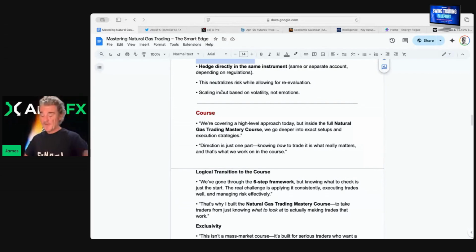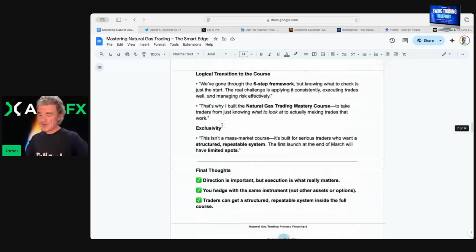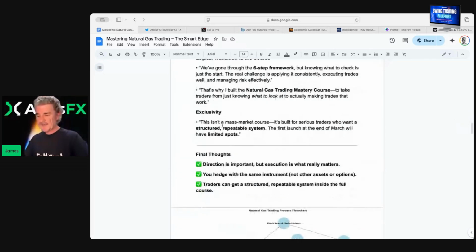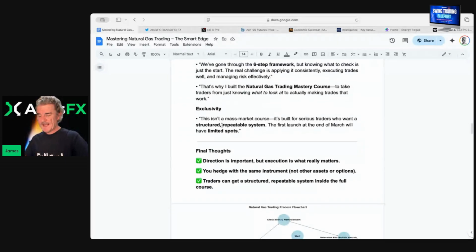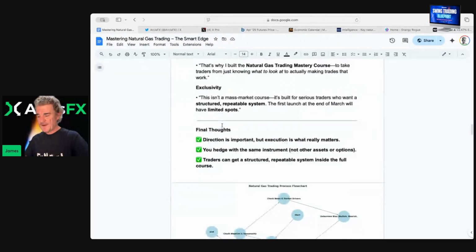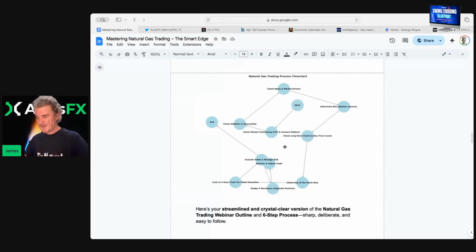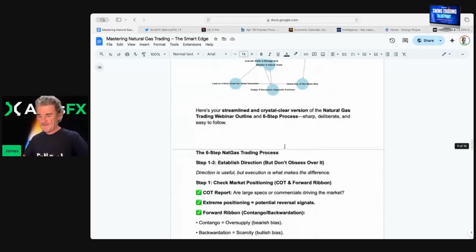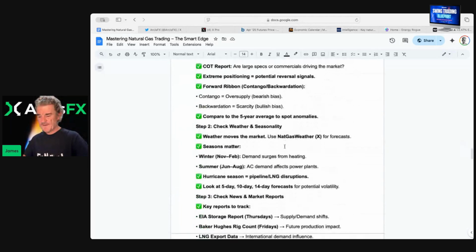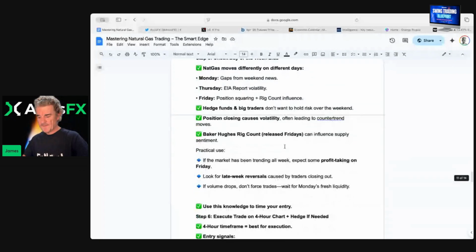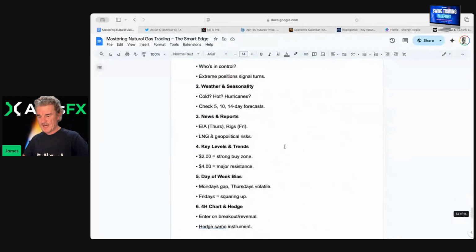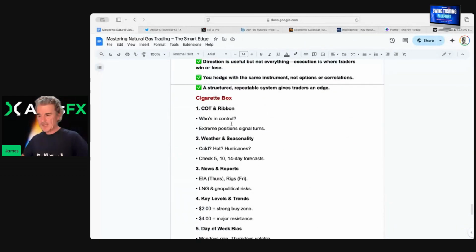We've gone through a 6-step framework, but knowing what to check is just the start. The real challenge is applying it consistently. These are just notes I made: executing trades well and managing risk. And that's why we've got the course. We've also got a little flow chart here, which is built out in the course, which I'm not going to go through now. And then there's the 6-step process, which I've précised below. And somewhere I've got a cigarette box size précis. It's right down here, right at the bottom. So there you go, folks.